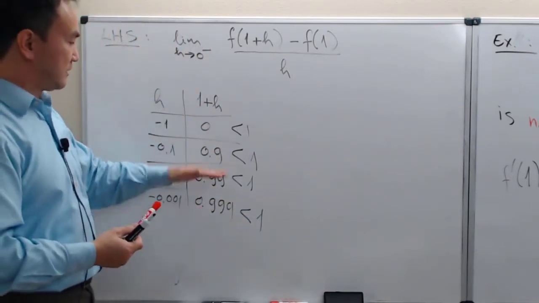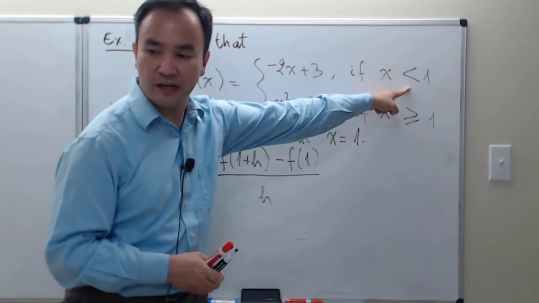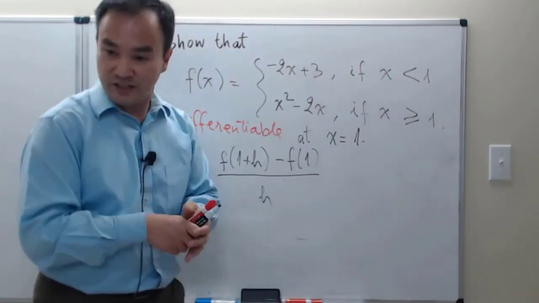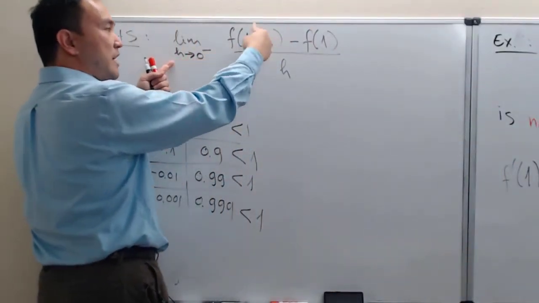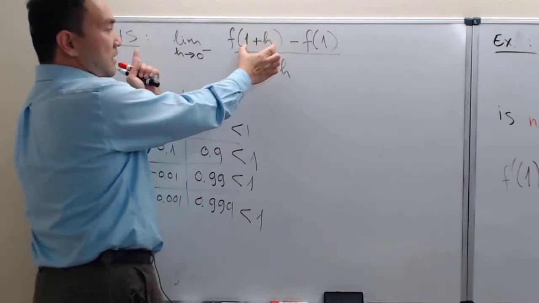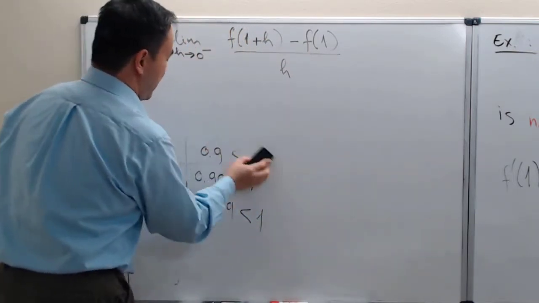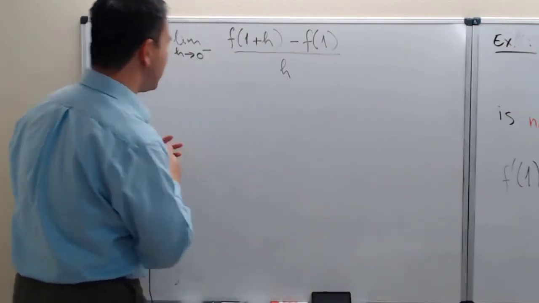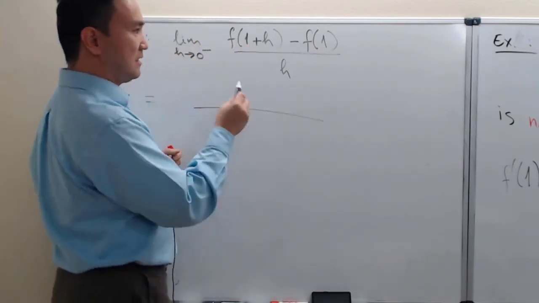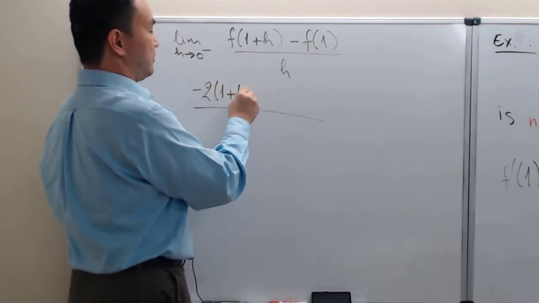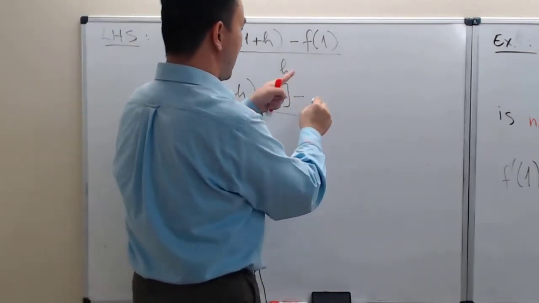So my point now is that we can legally use the fact that our input is less than 1. I just proved that if h is getting close to 0 from the left-hand side, then any value of the expression 1 plus h has to be less than 1. And so in that way, I am going to clearly indicate that f of 1 plus h is going to become minus 2 times 1 plus h, plus 3. So that's f of 1 plus h. But now, minus f of 1, be cautious here.